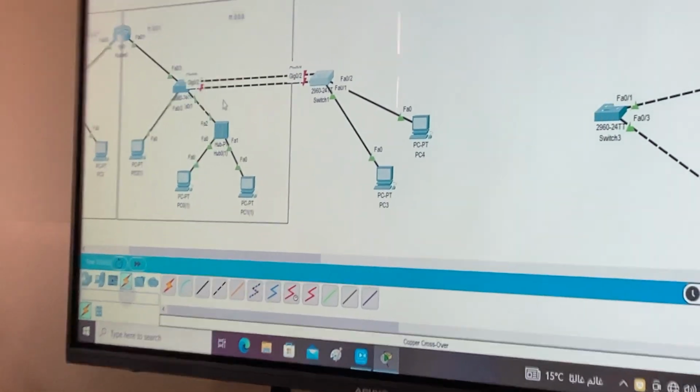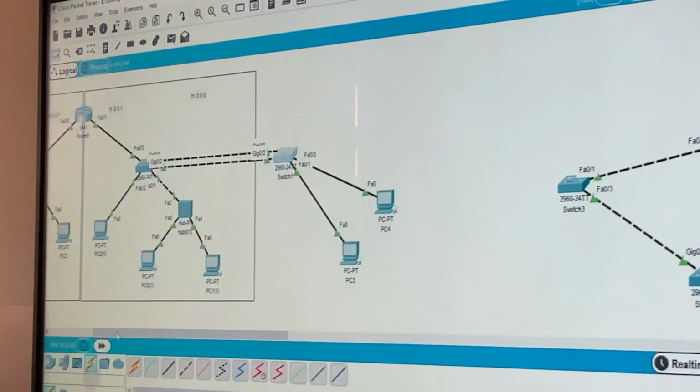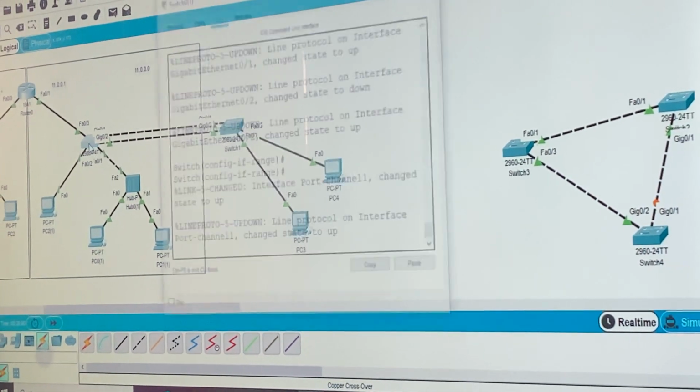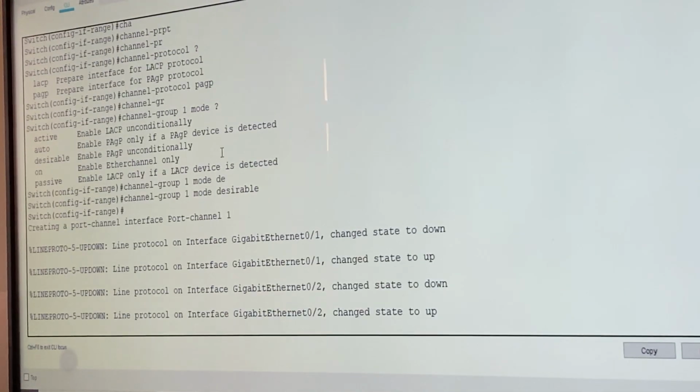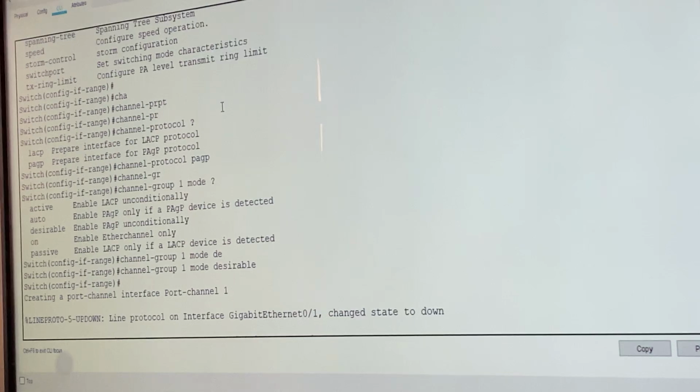Okay? Now see, all cables are red. After 30 seconds, all cables are green. So now they are all working together as one group. Okay? This is the configuration.